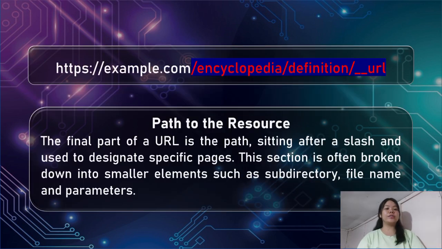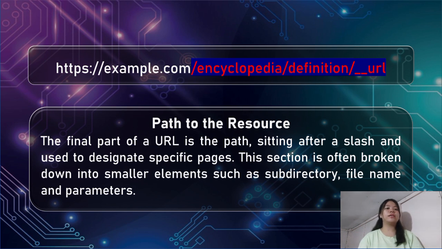Now let's talk about the last part of the URL, the path. The path is the last part and it comes after the slash. Think of it like a roadmap to a specific page on a website. It helps your browser find the exact page you're looking for. The path is often broken down into smaller elements, like subdirectories, file names, and parameters. So let's look at an example.